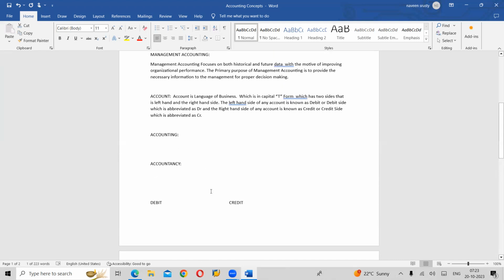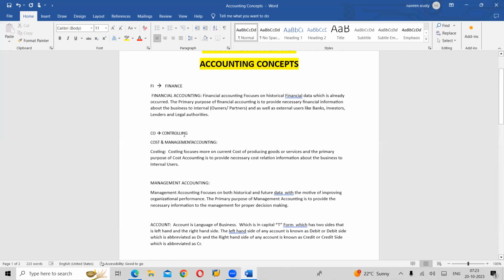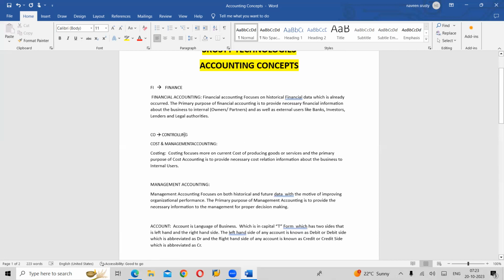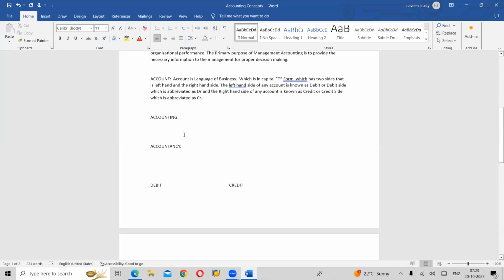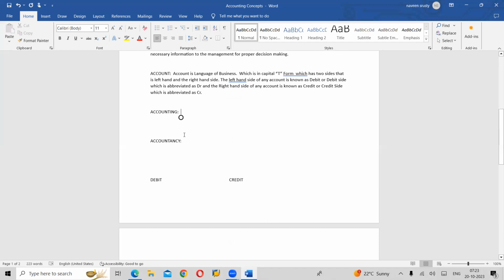Yeah, Naveen. Okay. Clear. Then next, what do you mean by accounting here? See, here I mentioned management accounting, cost accounting, financial accounting. What exactly is that? So now I understood what you mean by account.